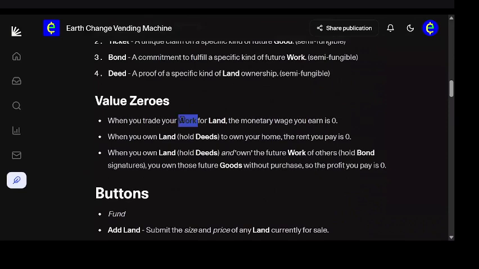Because when you trade reward for land, the monetary wage you earn is zero. And when you own land, in other words, hold deeds to own your home, you pay zero rent. And when you both hold the land and hold the future work of others, hold bond signatures of others, then you own those future goods without purchase, so the profit you pay is also zero.